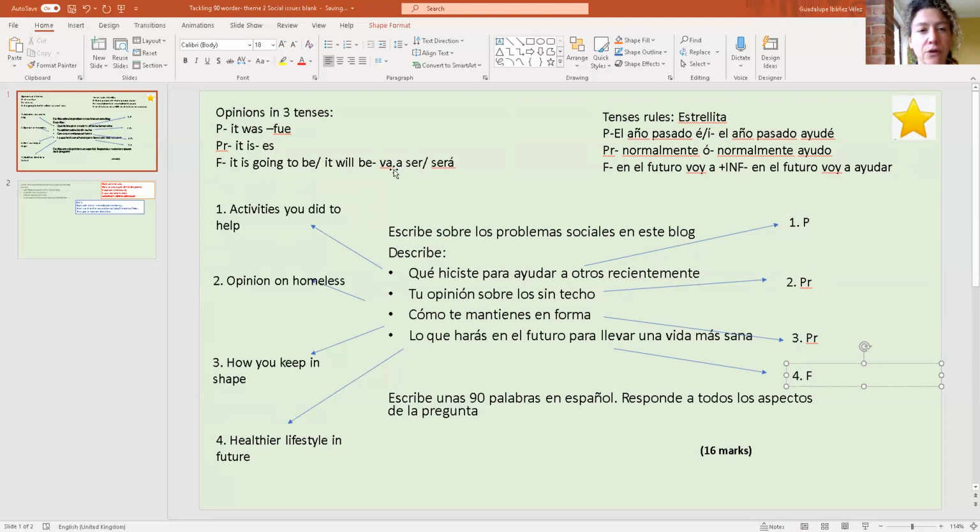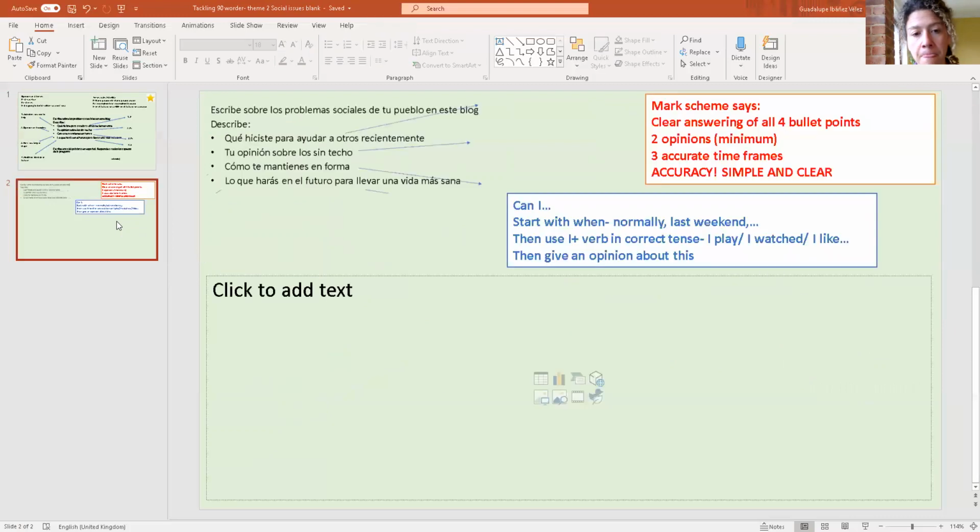So I have in front of me already the three different tenses rules. I've got my opinions in the three tenses. I've gone through the meaning of my 4 bullet points, and I'm pretty confident I also know what tense I need to include in each one of those bullet points. At this point, I am now ready to start writing.